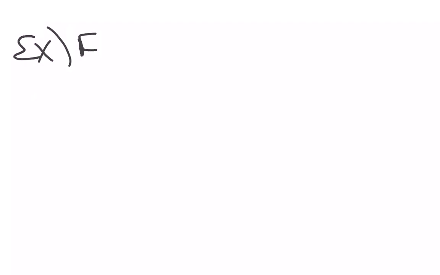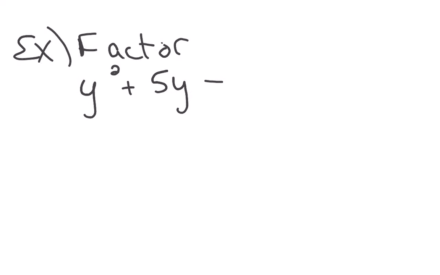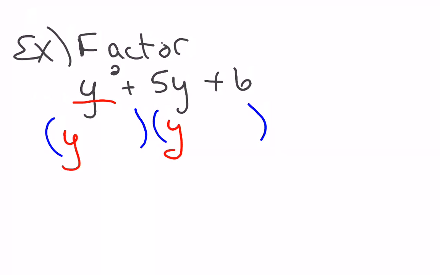So they're going to say factor. And we're going to be given y squared plus 5y plus 6. So our goal in this case is we want to factor it. So we want to kind of unfoil it. What was it before we multiplied? So we first take a look at the y squared and we say what times what gives me y squared. So we know y times y gives me y squared.